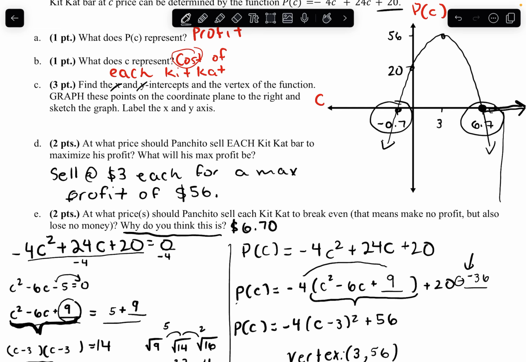The domain will be restricted in a real world problem. But essentially what's happening is the more money you are trying to sell each Kit Kat for, the less you are going to sell, and so the less profit you are going to make. You're going to end up losing more money given the cost of production or whatever.